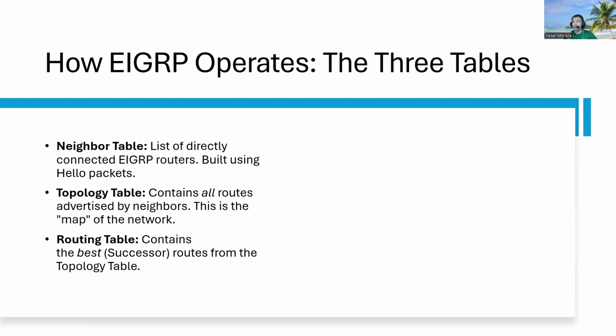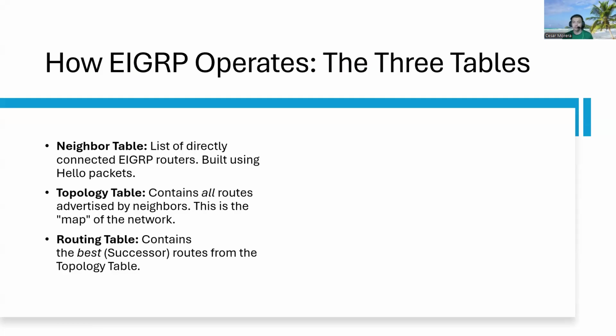Next, how does EIGRP operate? It uses three tables. We have the neighbor table, the topology table, and the routing table. The neighbor table lists all the directly connected EIGRP routers, built using hello packets. So we have the EIGRP routers in the neighbor table.